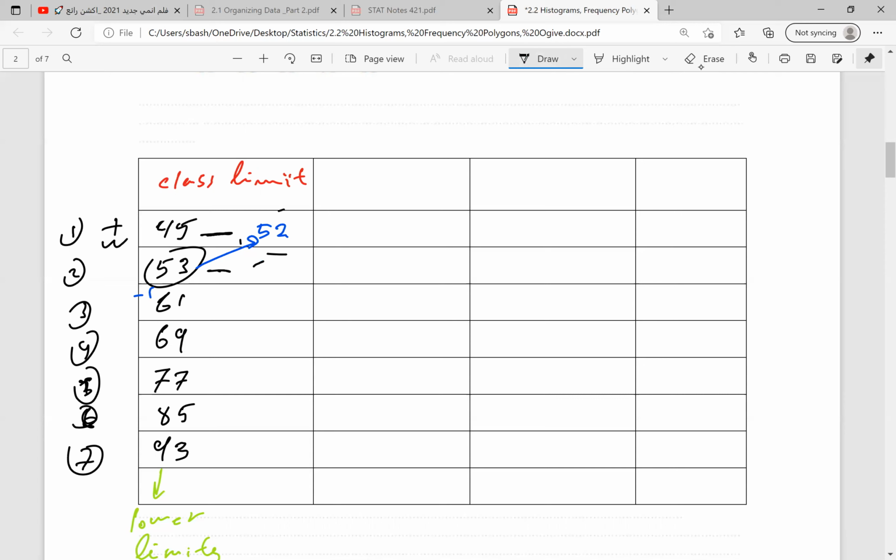So next one, we add the value to 52. It will be 60. Next one will be 68. Next one will be 76. Next one will be 84. Next one will be 92. Next one will be 100. So these are the class limits. We have lower limit and we have upper limit. This side will be the upper limits.